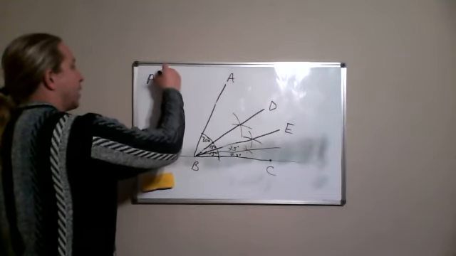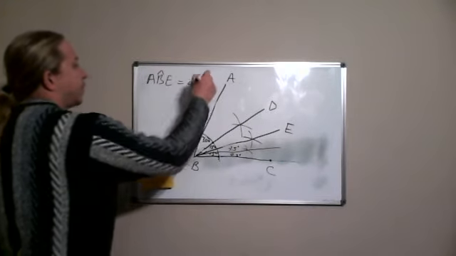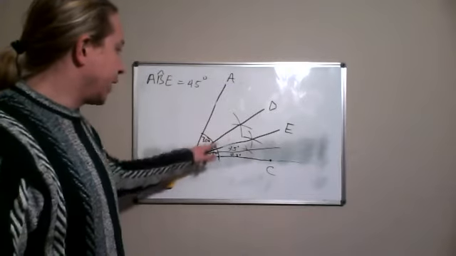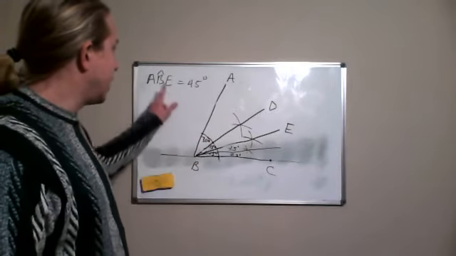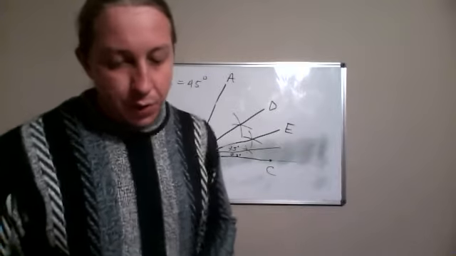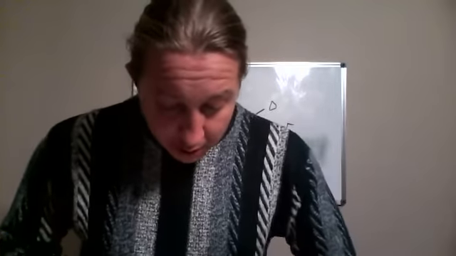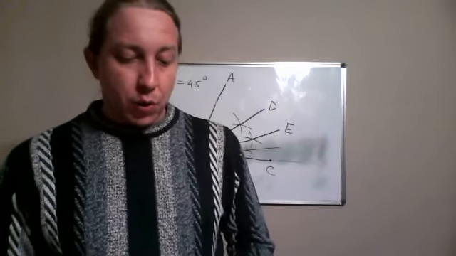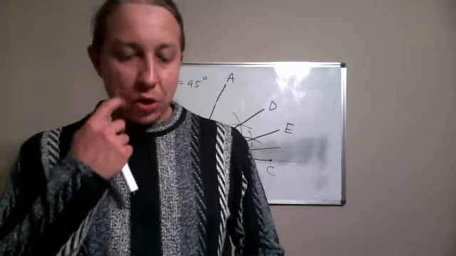ABE equals 45 degrees. That's how you show it. Okay, because here's the drawing. I've done my constructions, I've worked it out, and then I've said what it equals. All right, so one, we've done that. You can use a protractor once you're done to check if you actually get those angles.